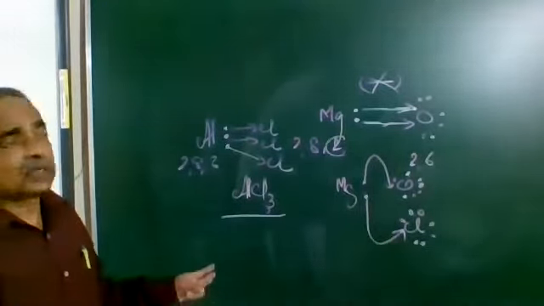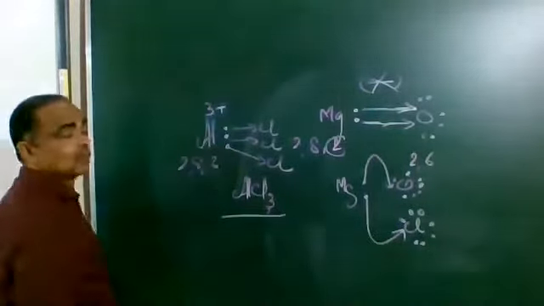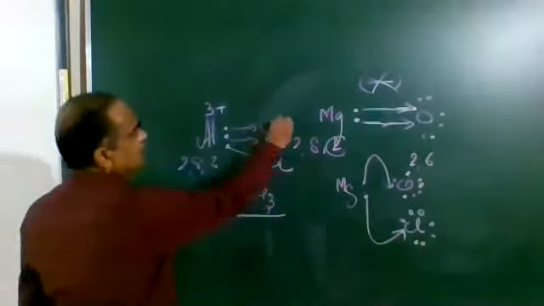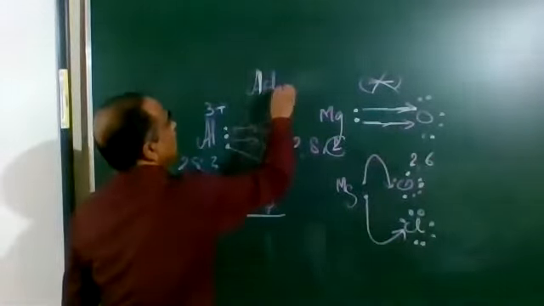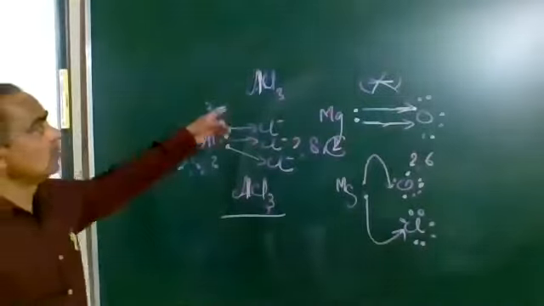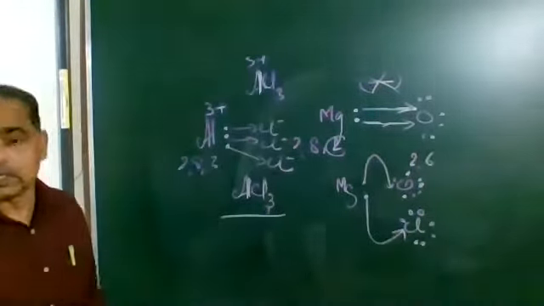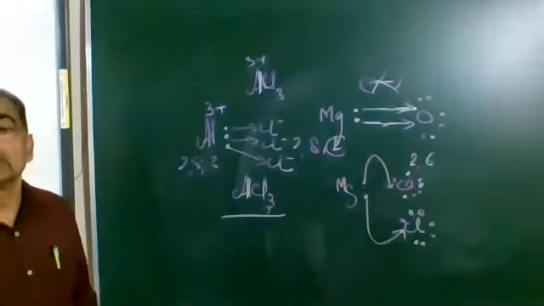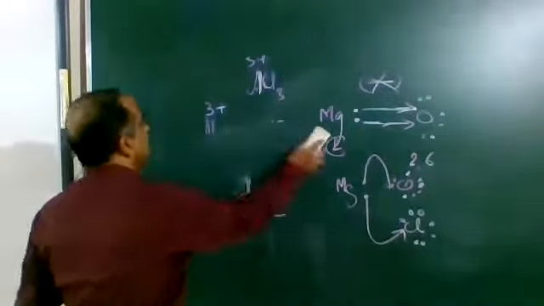Remember, when aluminum loses its electrons, it becomes Al3+, and each chlorine has a 1 minus charge. So the molecular formula is AlCl3, because aluminum has a 3 plus charge and the three chlorines have 1 minus each, making it minus 3. So the total charge becomes 0. Understood about ionic bond? Okay.